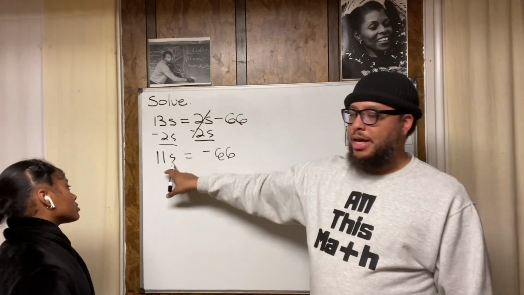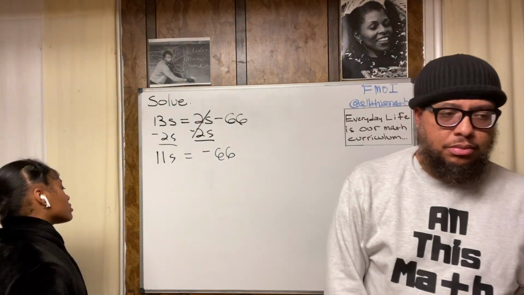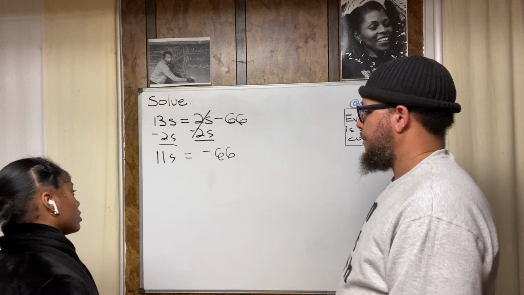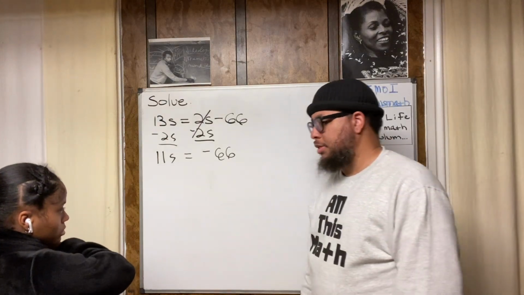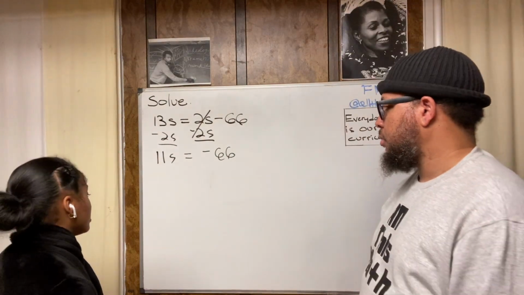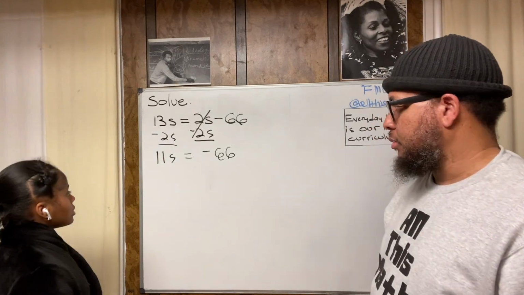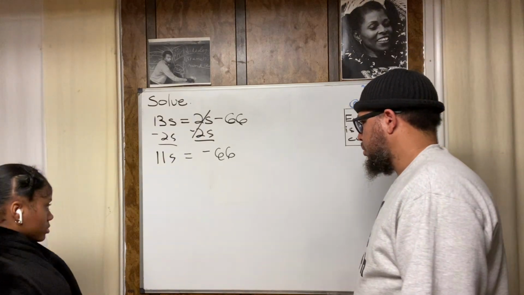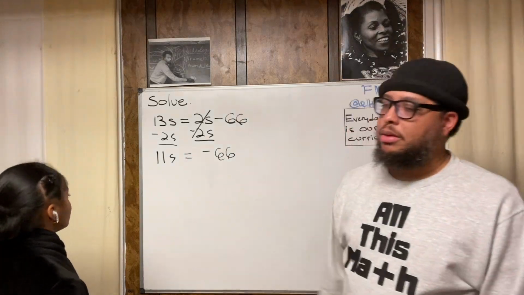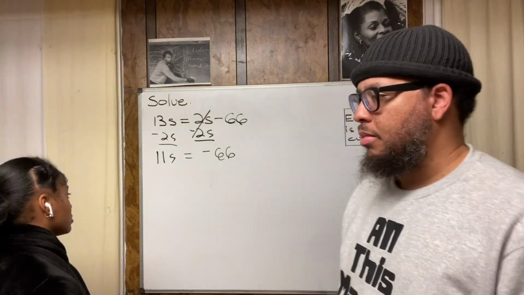How do I get s by itself? Divide. Divide what? Be specific. Divide what by 11? 11s. All right, so say the step from the beginning to end. What do I do next? Divide 11s by 11. Right.